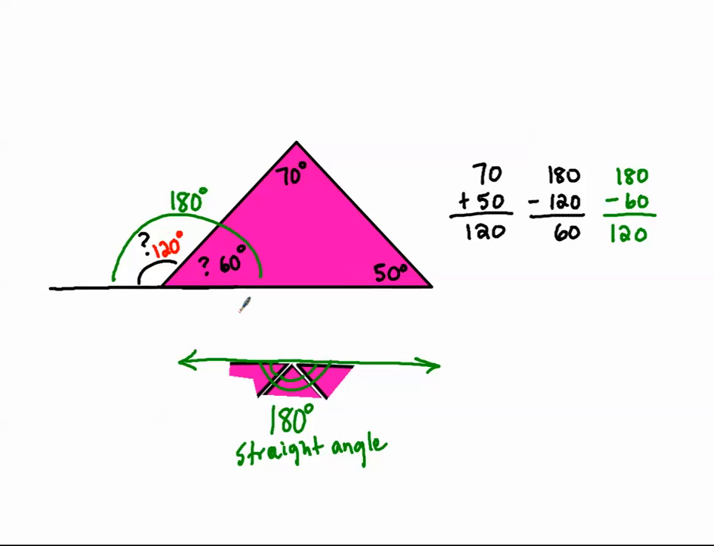So notice to get that, I had to subtract from 180 what I got when I added these two angles together, and that happened to be 120. Then I just kind of undid that by subtracting from 180 again. So you see how a shortcut to finding that exterior angle is just saying this interior angle plus this interior angle will make that exterior angle.